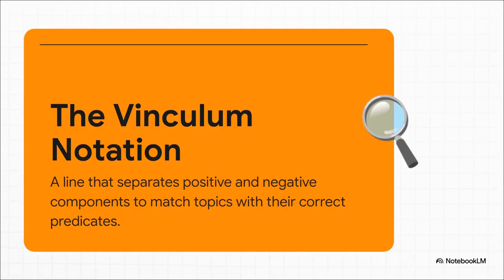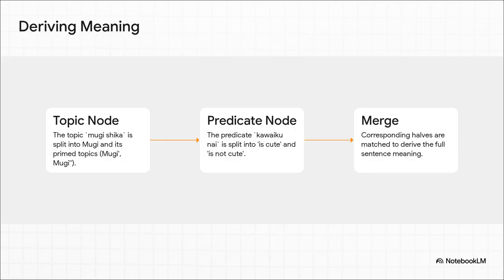Okay, but wait, how does the grammar know to match mugi with is cute and the alternatives with is not cute? For that, Aida introduces a really slick formal tool called the vinculum. It's just that horizontal line you see there. Its whole job is to act as a separator, neatly dividing the semantic bits and pieces of both the topic and the predicate into their positive and negative parts. And this diagram shows you exactly how it works.